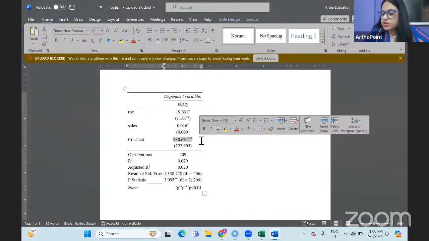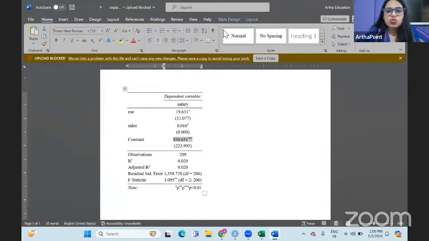And then we have got the coefficient of sales, 0.016. This is the model we have created. And then we have got that R square is 0.029 and our adjusted R square is 0.020. Okay, now let me take you to the tab and let us try to interpret these results.